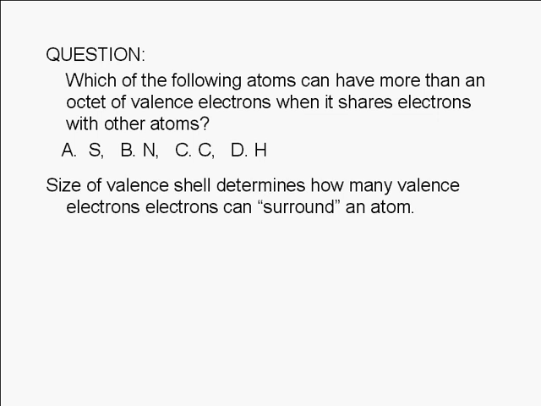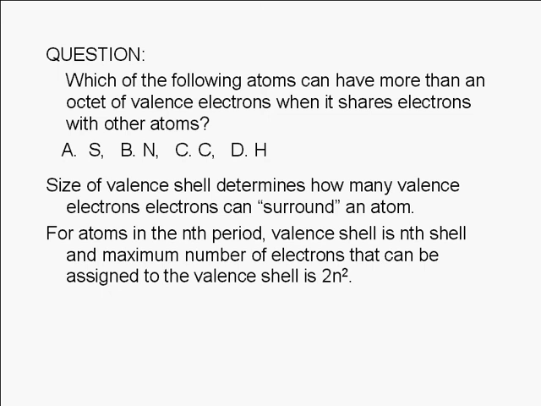The size of an atom's valence shell determines the maximum number of valence electrons that can surround the atom when it shares electrons with other atoms. The outermost or valence shell of atoms belonging to the nth period is the nth shell, and the maximum number of electrons that can be assigned to this outermost shell is 2n squared.